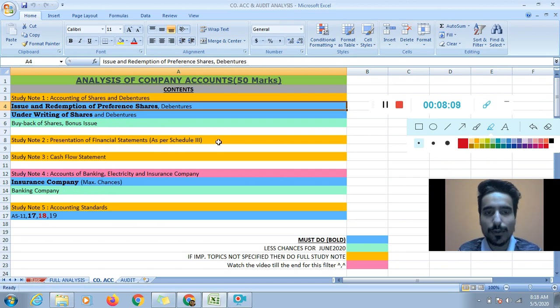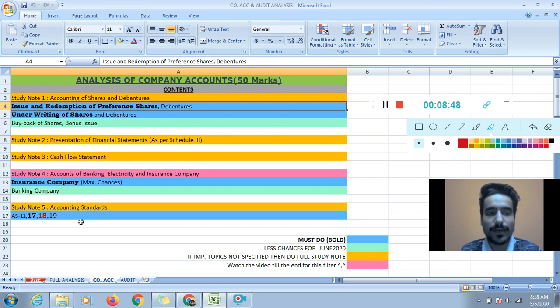And if I talk about study note 2, then a 12 mark straightforward question is asked every time in examinations. Now if I come to cash flow statement, then again, if important topics are not specified, then do the full study note, that is highlighted in orange. Important topics are not highlighted because nothing is unimportant, it's all important. So you have to complete cash flow statement. If I come to accounts of banking, electricity and insurance, then I can see that insurance company have maximum chances in the coming examinations, and banking company have less chances as compared to that. I do not talk about electricity at all because I will share in the last what you can do.